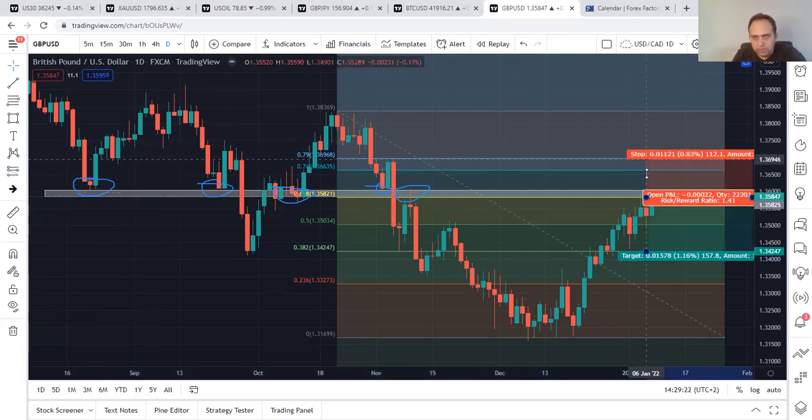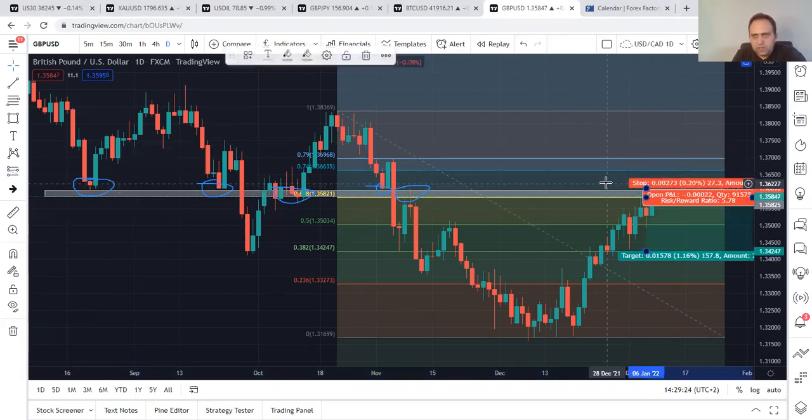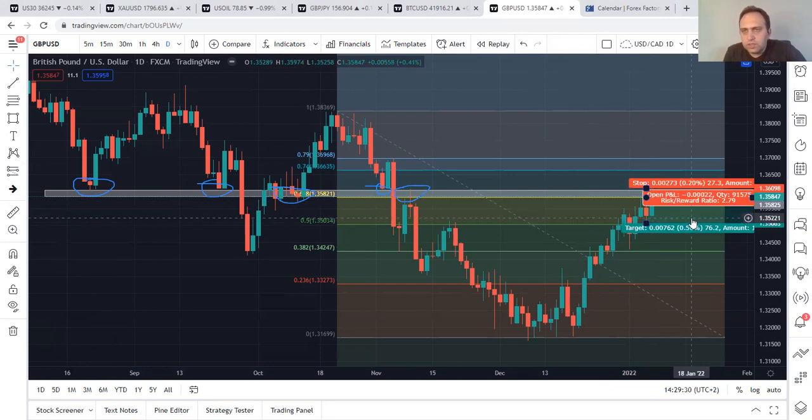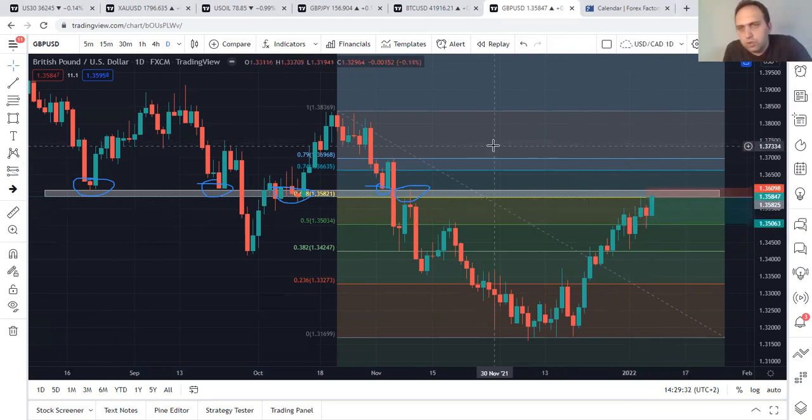Well, this is educational. I will take a bit of time to explain it. Your stop loss is 27 pips and your take profit is for the 50%. It hit it, by the way. So it was almost 1 to 3 risk to reward.